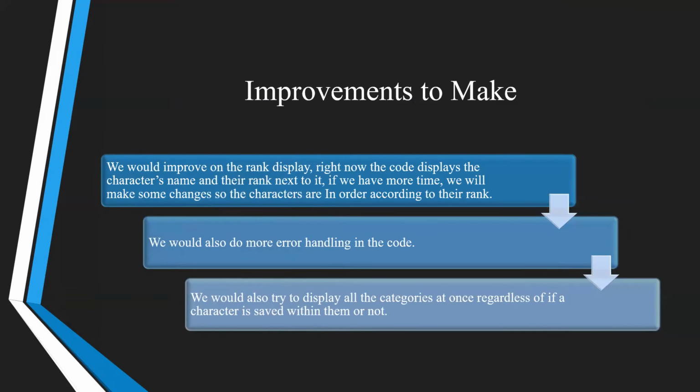Improvements to make. We would improve on the rank display. Right now, the code displays the character's name and their rank next to it. If we have more time, we will make changes so the characters are in order according to their rank. We would also do more error handling in the code. We would also try to display all the categories at once, regardless of whether a character is saved within them or not.